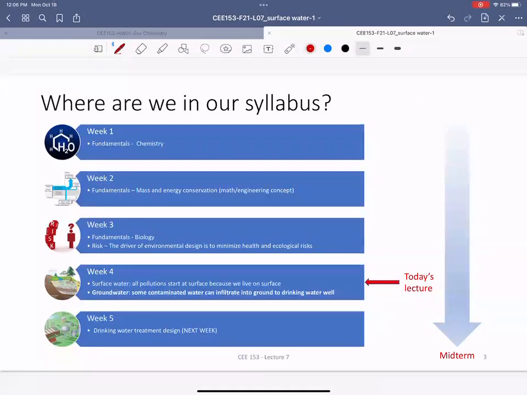That's mostly quiz-related questions, not long questions. And this week we are going to learn about surface water and groundwater. These are the two aspects you are going to learn this week. And next week we'll learn about drinking water treatment design. Everything we cover in the first 5 weeks will be in the midterm, which is in week 7.